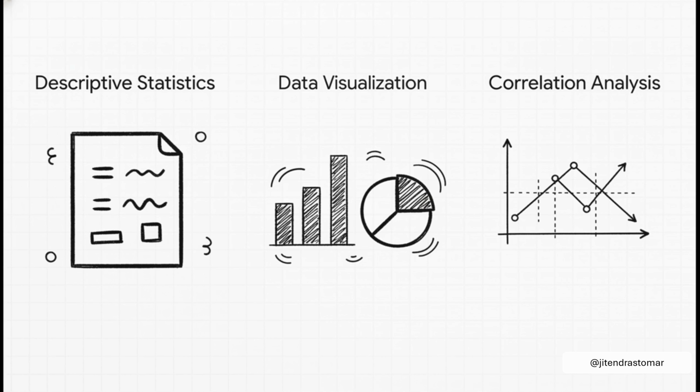Then you'll use data visualization to turn those boring numbers into charts and graphs, making hidden trends pop right out. And finally, with correlation analysis, you start looking for relationships. Like, hey, when this thing goes up, does that other thing go down? This is where the first clues start to surface.